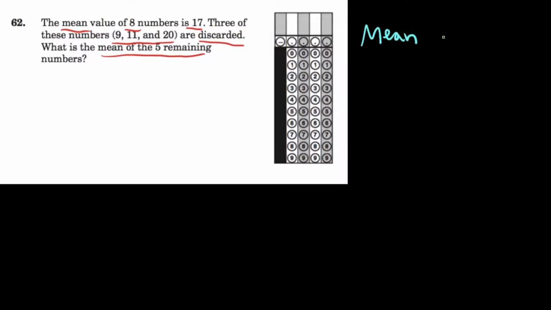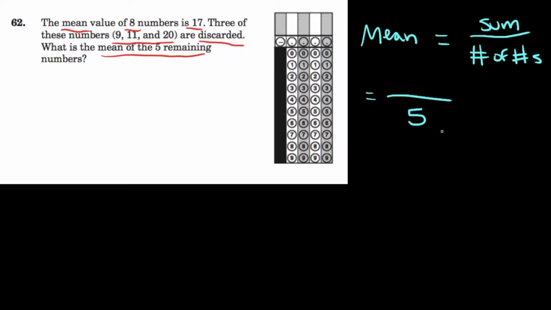The mean, also known as the average, is equal to the sum of, in this case, a bunch of numbers divided by the number of numbers. So divided by how many numbers we have. We're given that there are 5 numbers remaining after discarding a few. We want to figure out what was their sum, and then we'll plug in to find the mean. So how do we find the sum?